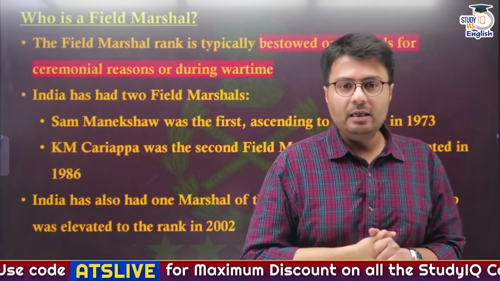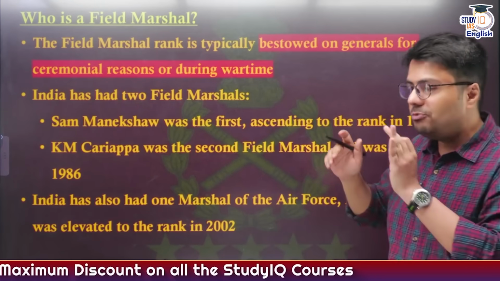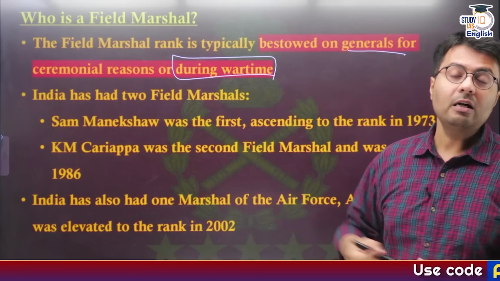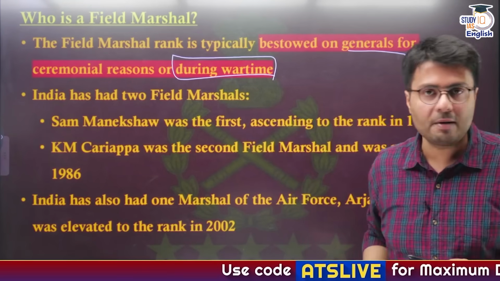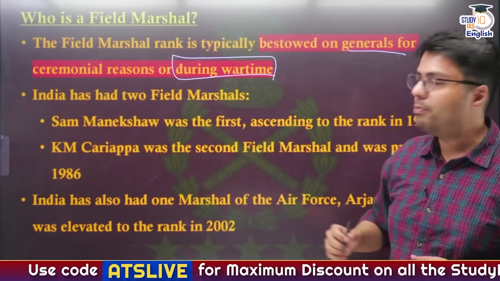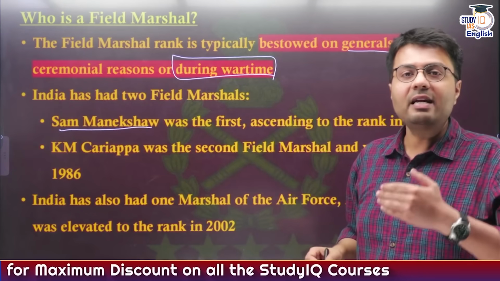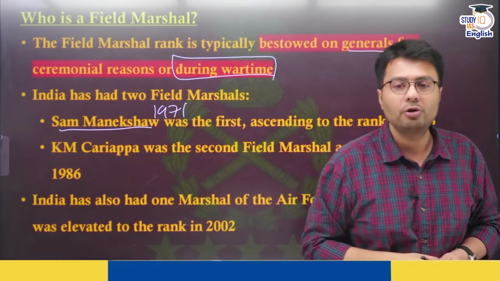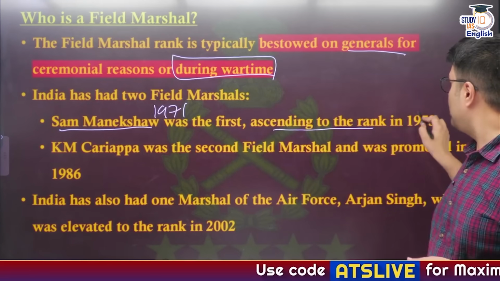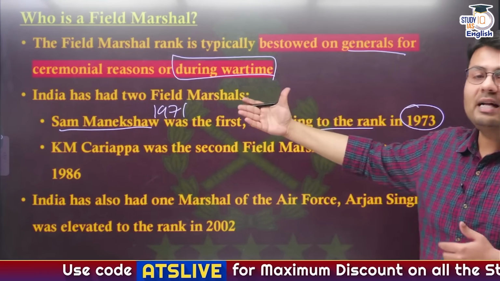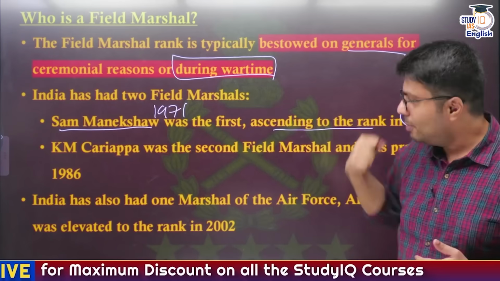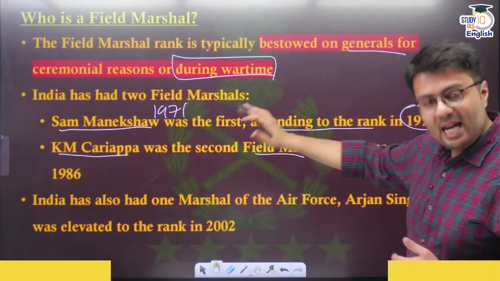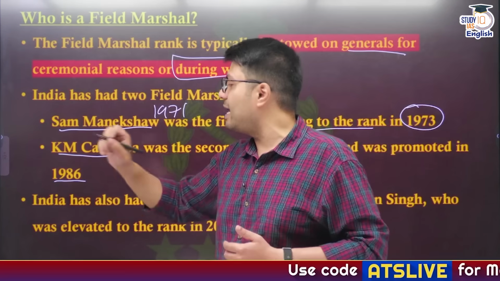Now let us understand how the rank of Field Marshal is given. It is generally given to generals for ceremonial reasons and for the resolute and quite definitive leadership that they displayed during wartime. For example, India's first Field Marshal was General Sam Manekshaw, who effectively led India in its war with Pakistan during the 1971 conflict that resulted in the liberation of Bangladesh. He was elevated to the rank of Field Marshal in 1973, and this highlights his leadership during the 1971 war. Similarly, General K.M. Cariappa was given the rank of Field Marshal later than General Sam Manekshaw, in the year 1986.